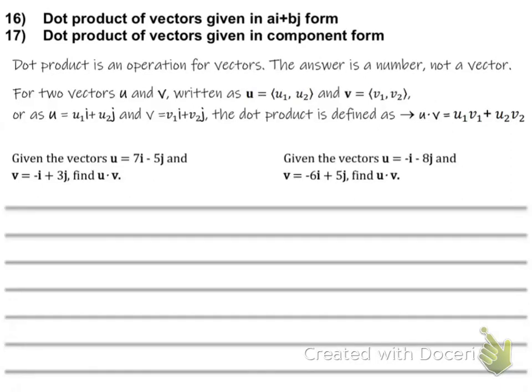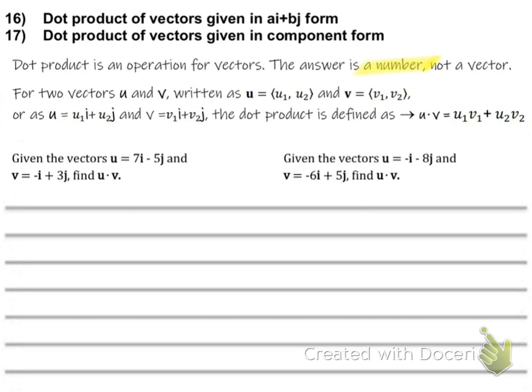So now we're going to look at dot product. Dot product is an operation that we can do with vectors, okay? Now our answer is not a vector, it's just a number, 5, negative 22, whatever.